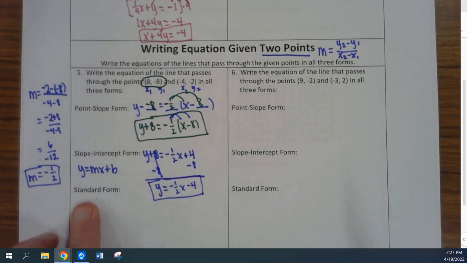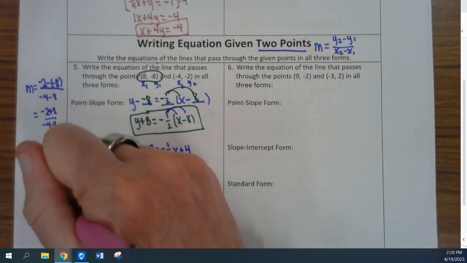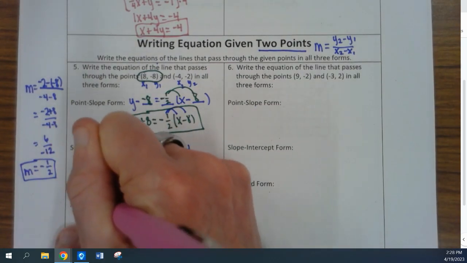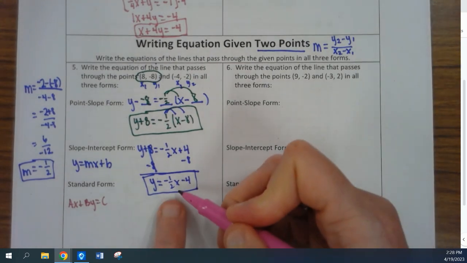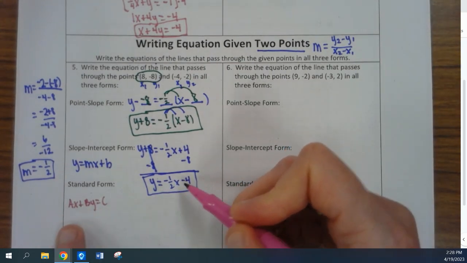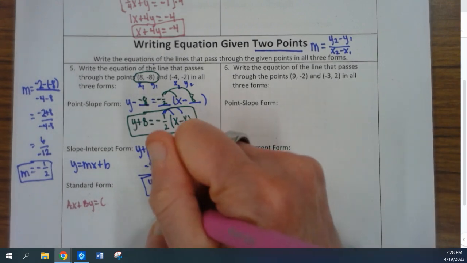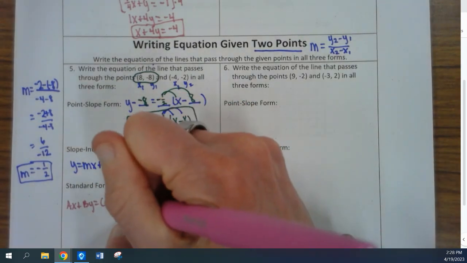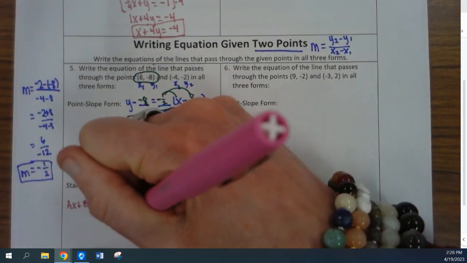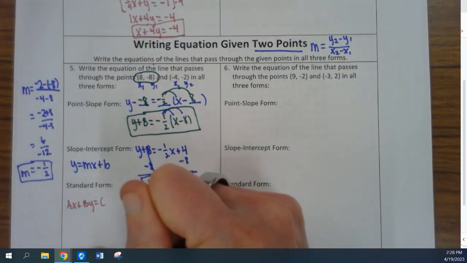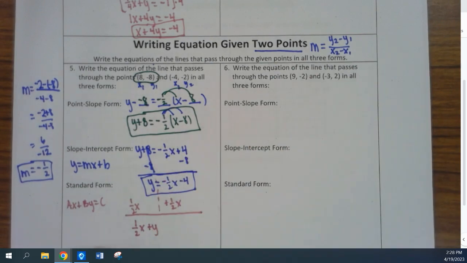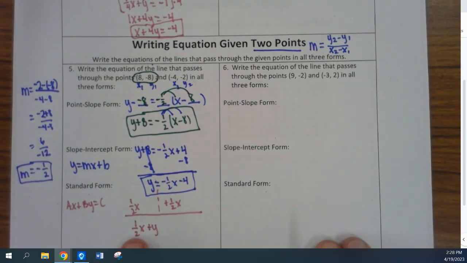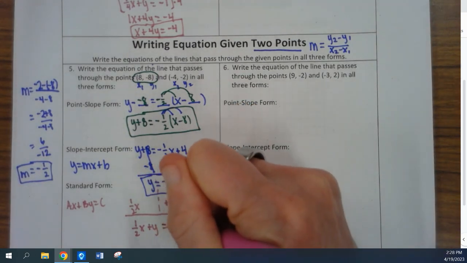And then lastly, to get this guy in standard form, I want my x's and y's together. So I want to get it from slope intercept over to standard, I want to zero out the x's here. So if I have a -1/2 x, to zero it out, I would add 1/2 x. To keep it balanced, I would add 1/2 x on this side. Again, these are not like terms, so I can't combine them, but I can add them. 1/2 x plus y, those are gone, equals -4.